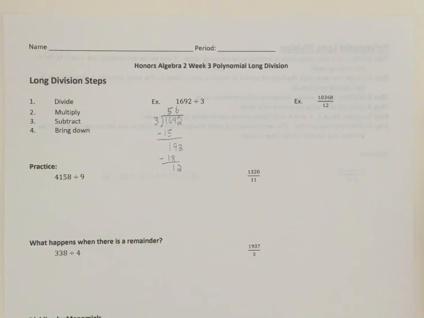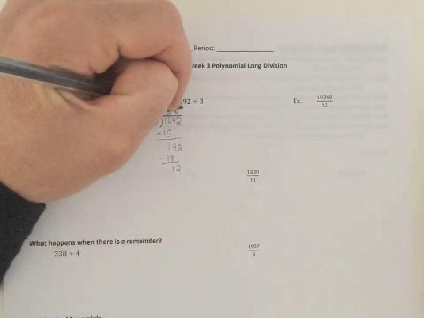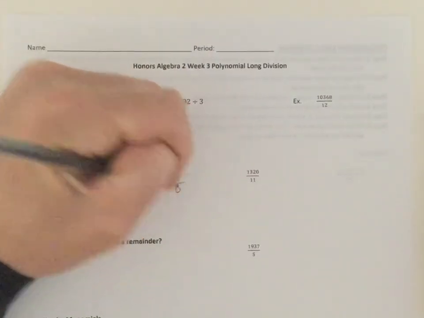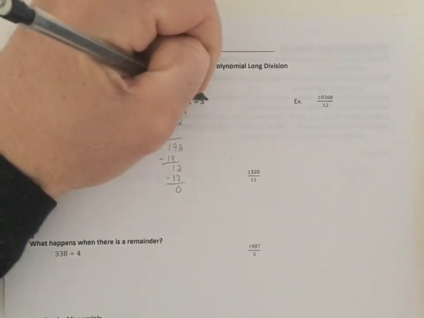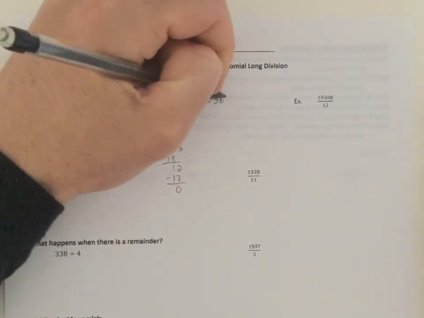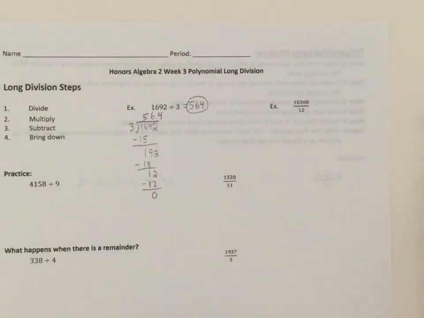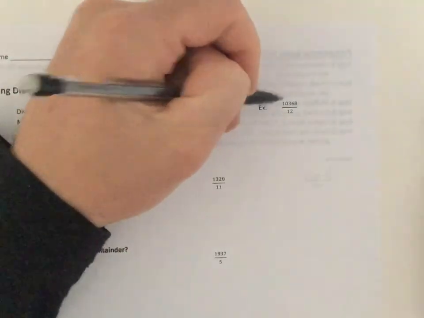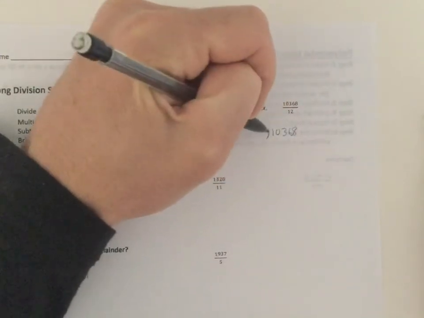And then I go ahead again, and I repeat the process. Divide. 12 divided by 3 is 4. 3 times 4 is 12. I subtract, and I get 0. So 1,692 divided by 3 is equal to 564. If I try that again with one more example for you, I have 10,368 divided by 12.